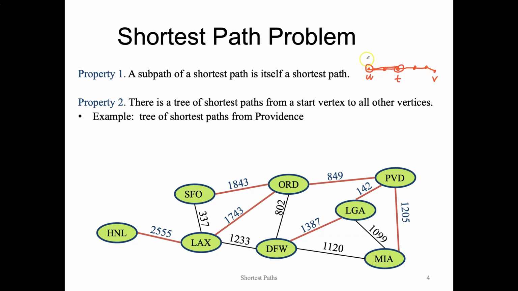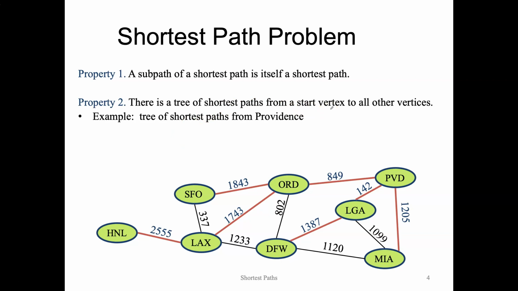So any one of these subpaths, if we were to go from U to this vertex, or pick only from U to this vertex, any possible shortest path, where this just represents a subpath of vertices and edges along this path, those are all shortest paths as well. So this means that there's a tree of shortest paths from a start vertex to all other vertices.